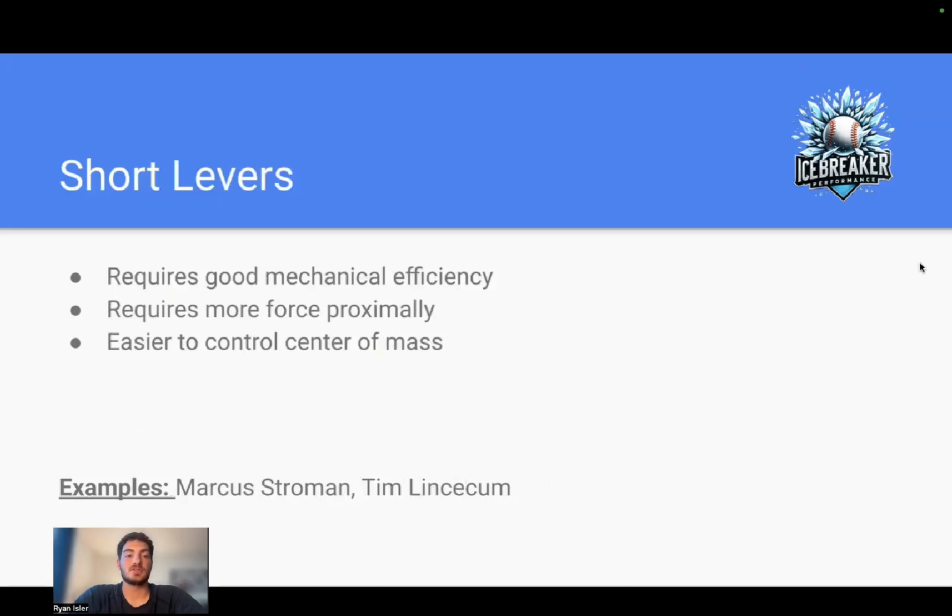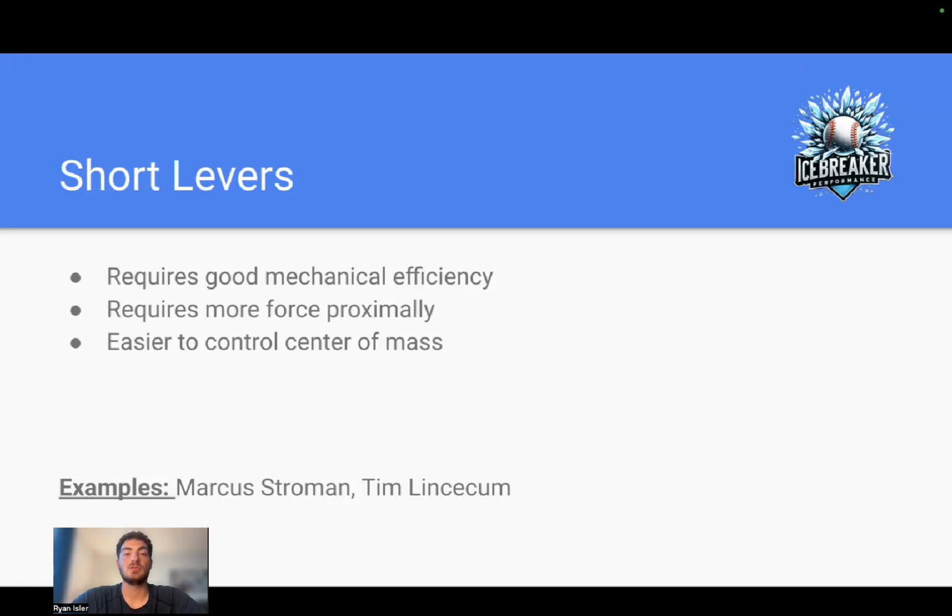As far as levers, believe it or not, you can throw hard with short levers if you're a smaller guy. But what it takes to do that is very good mechanical efficiency. Like you got to be big and strong and produce a lot of force. And then you got to be able to transfer that force into the ball through really good sequencing. If you have leaks, it's probably going to be very difficult for you to throw hard just because you don't have the levers helping you out.